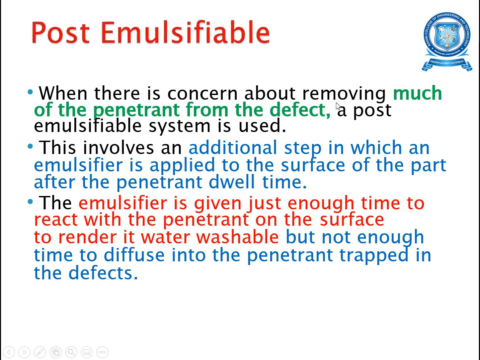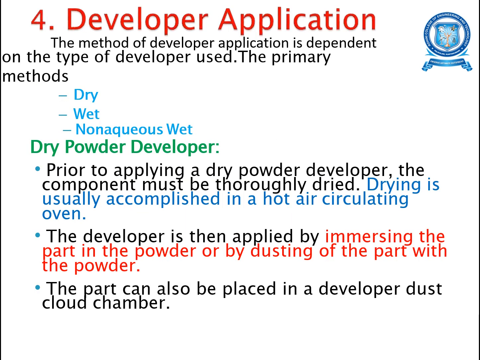So this is concerned with removing much of the penetrant from the defect. Here you can use an emulsifier system. This involves an additional step in which an emulsifier is applied to the surface of the part after the penetrant dwell and drying. The emulsifier is given just enough time to react with the penetrant on the surface, and after that it is washed with water, and enough time is allowed to diffuse into the penetrant trapped in the defects.